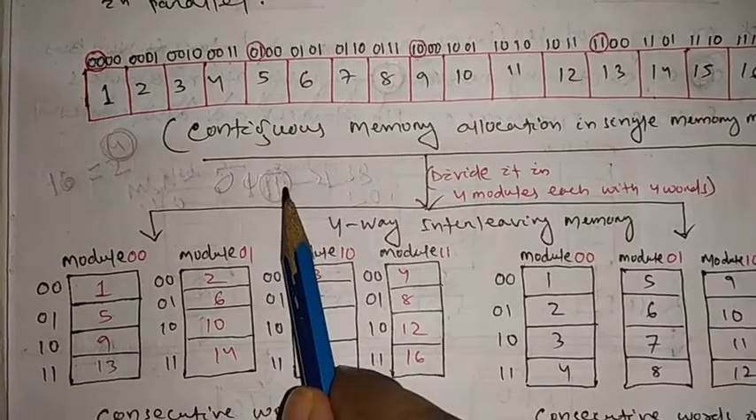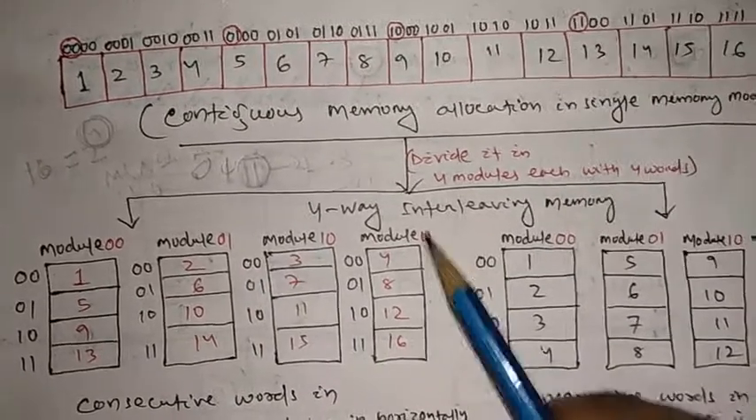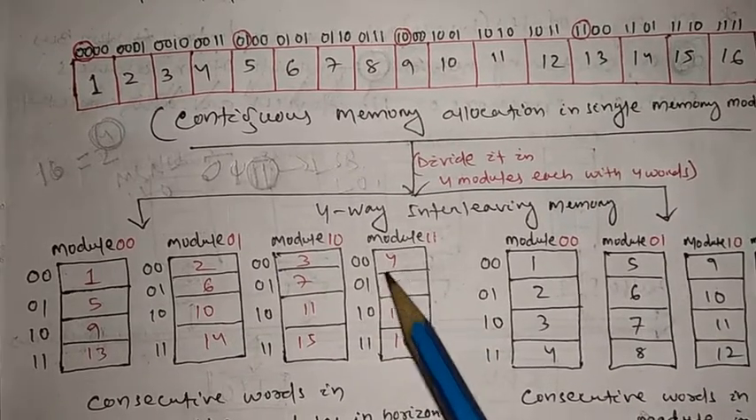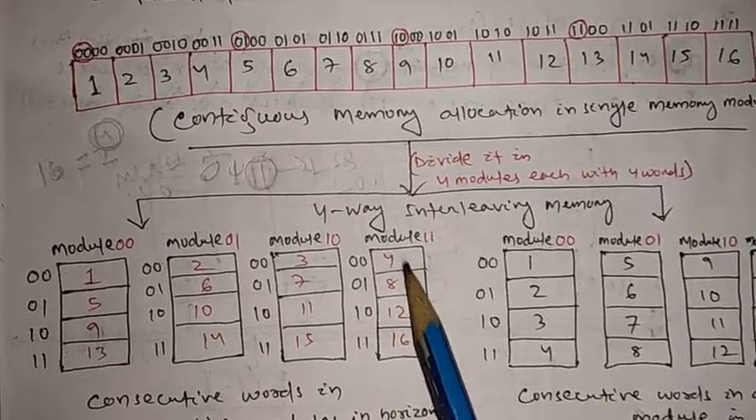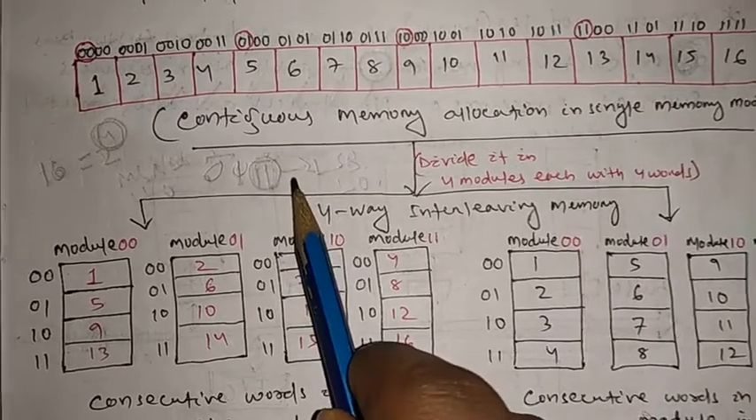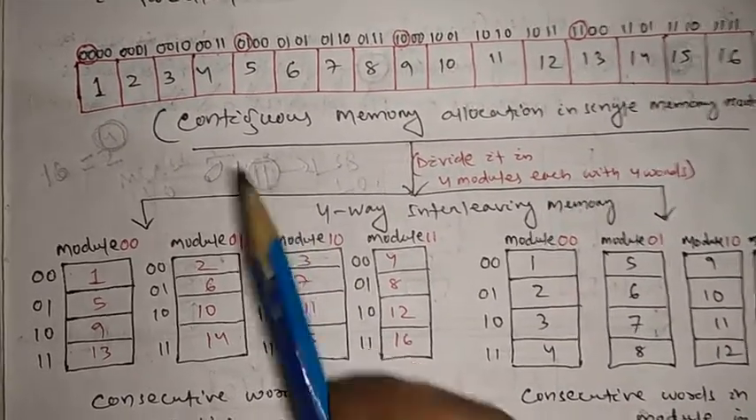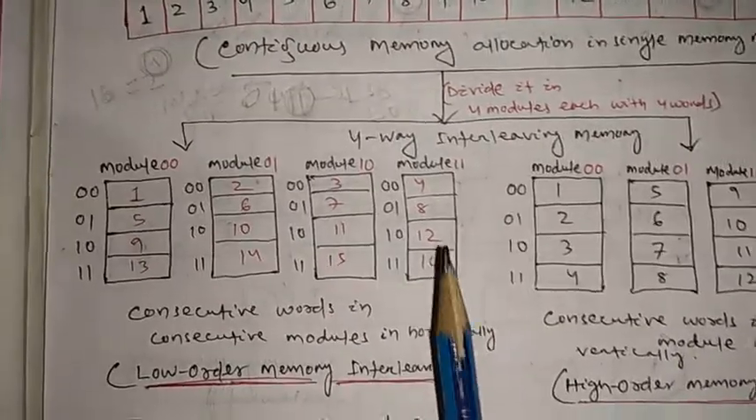So 11 means module number 11. So look, module 11, and which location? 01 location. So in 01 location the 8 is present. So here we are using the last 2 bits, or the LSB bits, to identify the module. That's why it is called what? Low order memory interleaving. Are you getting?